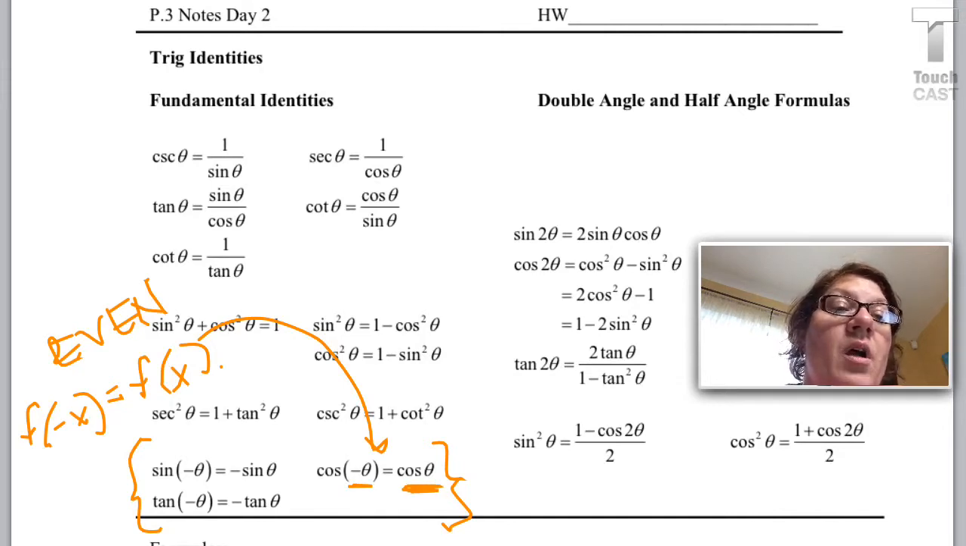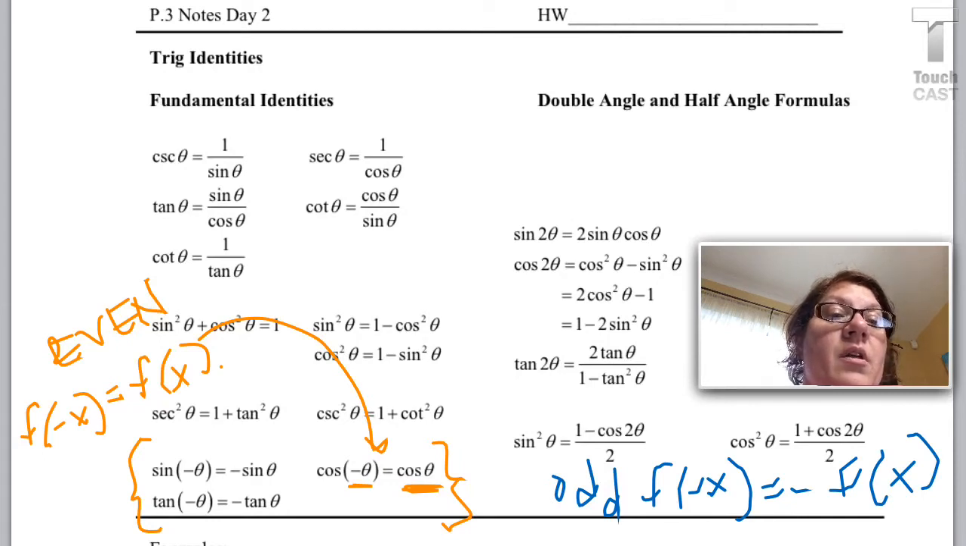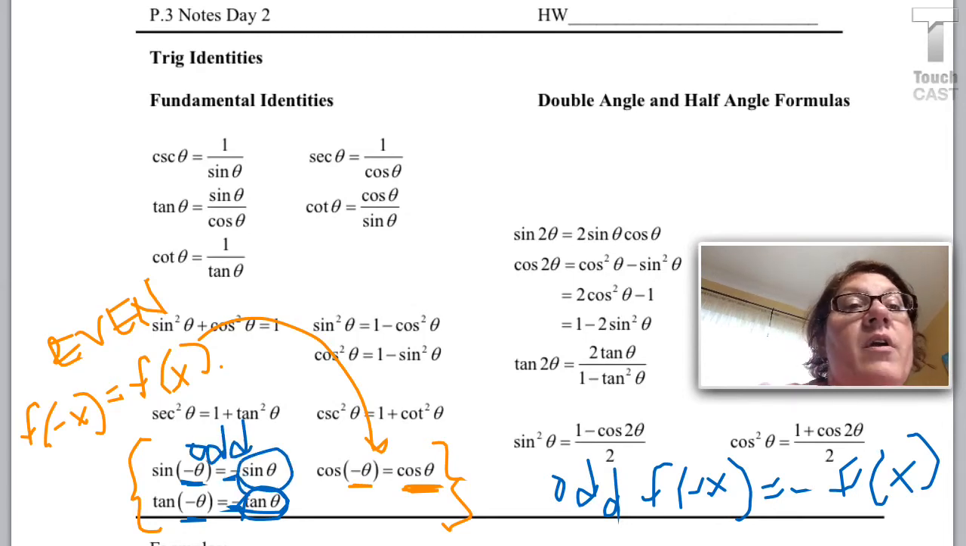And then remember, for odd, the rule is if I plug in negative x, so f of negative x, I get a negative y value. Those are in fact negative signs. And so when I look over here at sine and tangent, oh my gosh, I plug in negative x and I get a negative y value. Same thing, plug in negative x and I get a negative y value. So these are odd. That will be very useful.